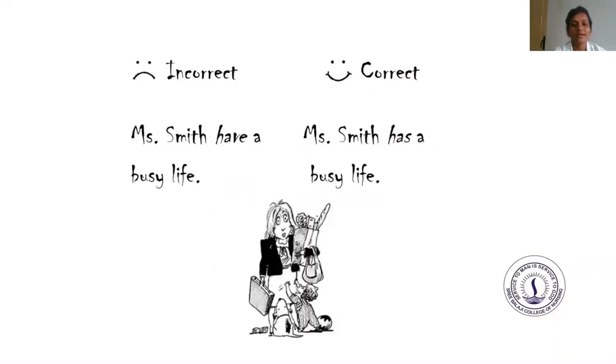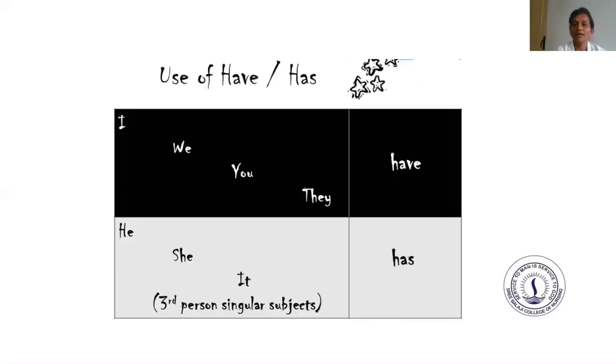Miss Smith have a busy life is incorrect. Miss Smith has a busy life. Have a busy life is incorrect and has a busy life is correct, because Miss Smith is singular and the verb has is singular. Use of have or has: I, we, you, they, all these subjects or pronouns will stand with the verb have. And he, she, it are third person singular subjects and will come with the verb has.